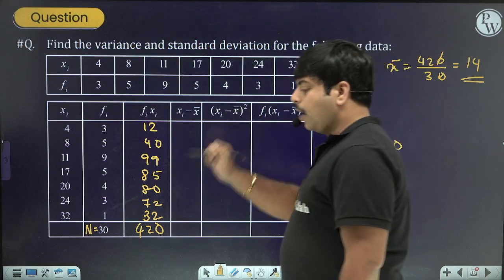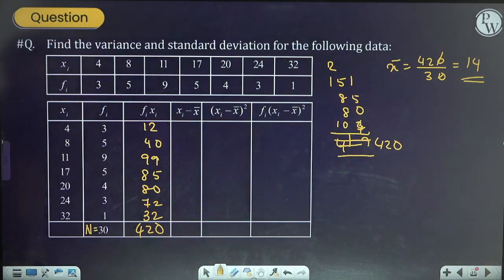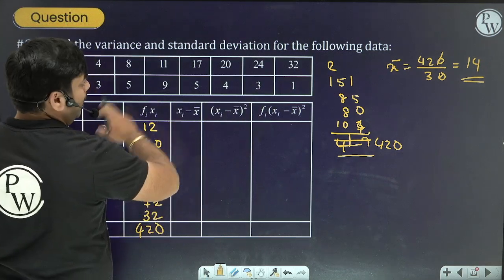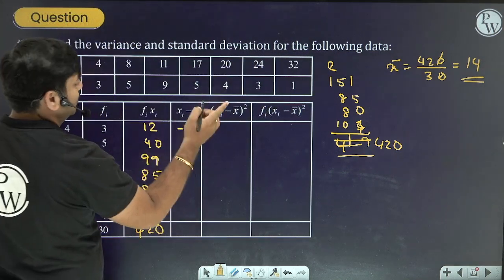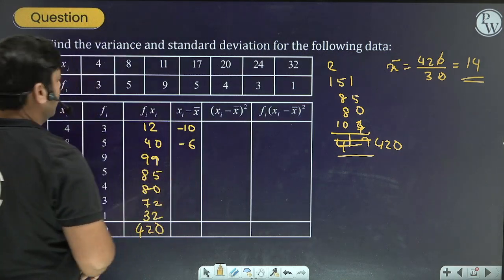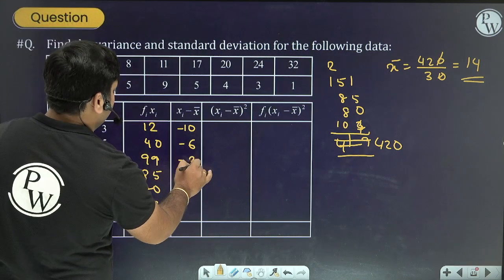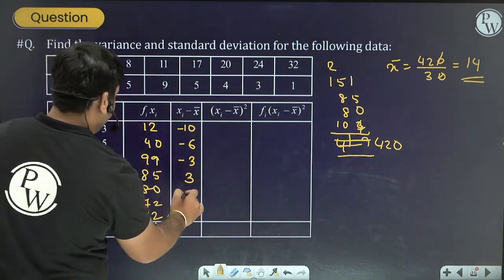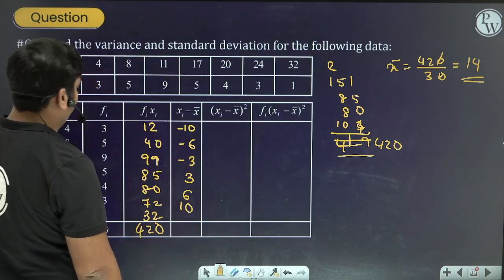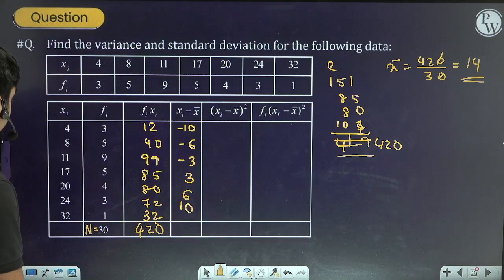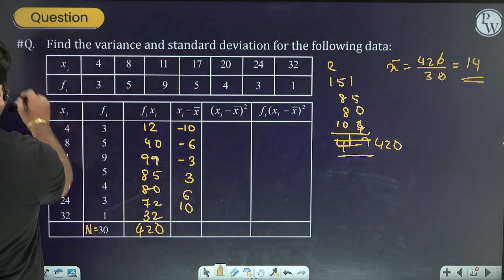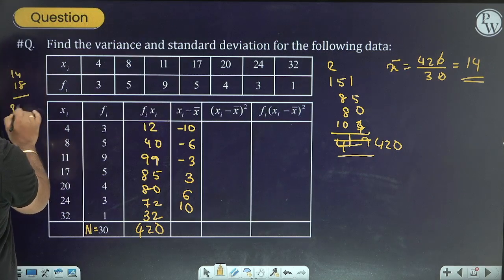Now that you have x bar, do xi minus x bar. 4 minus 14 is minus 10. 8 minus 14 is minus 6. 11 minus 14 is minus 3. 17 minus 14 is plus 3. 20 minus 14 is 6. 24 minus 14 is 10. And 32 minus 14 is 18.